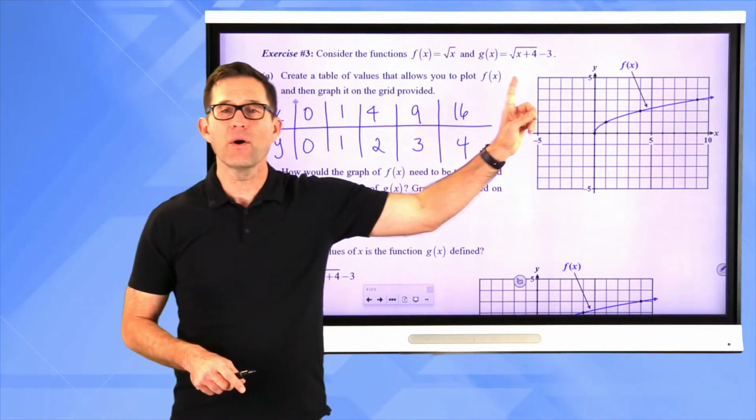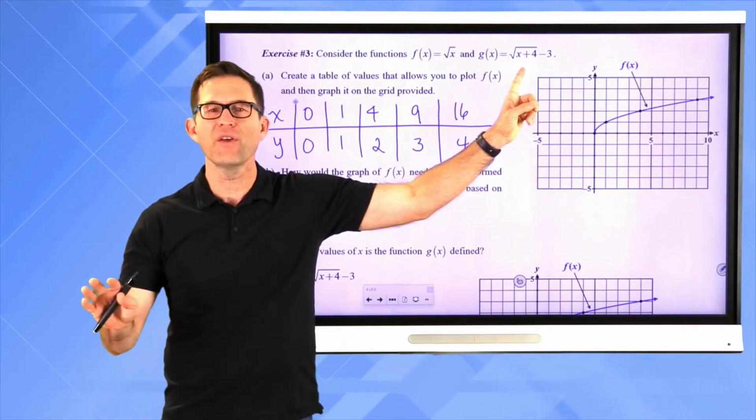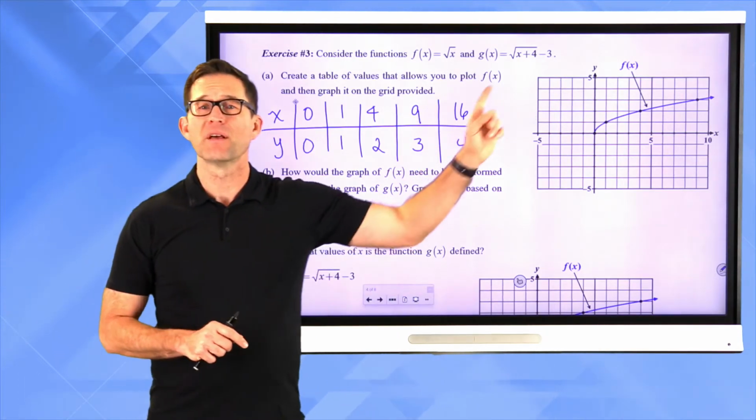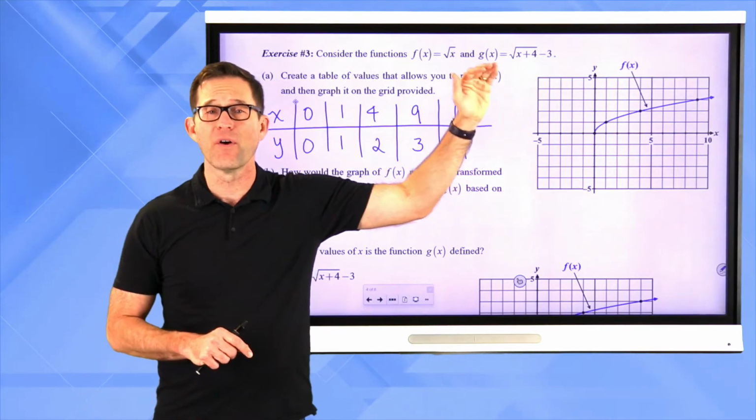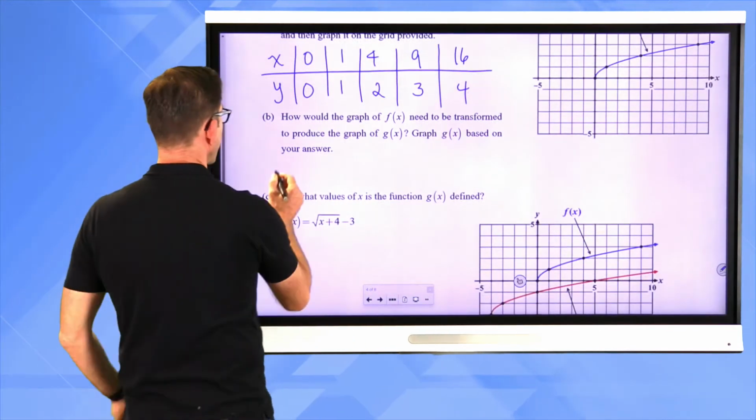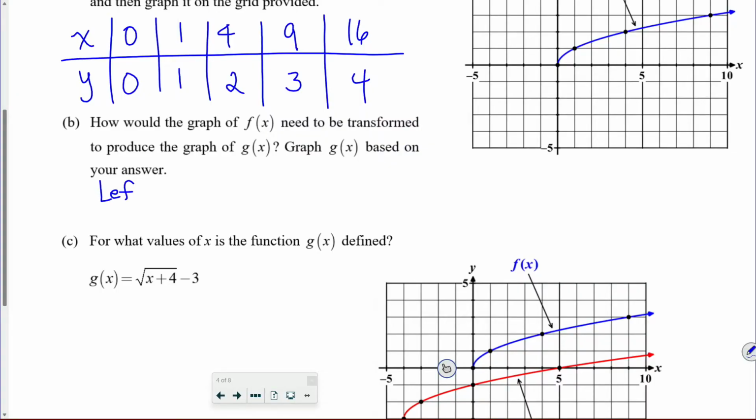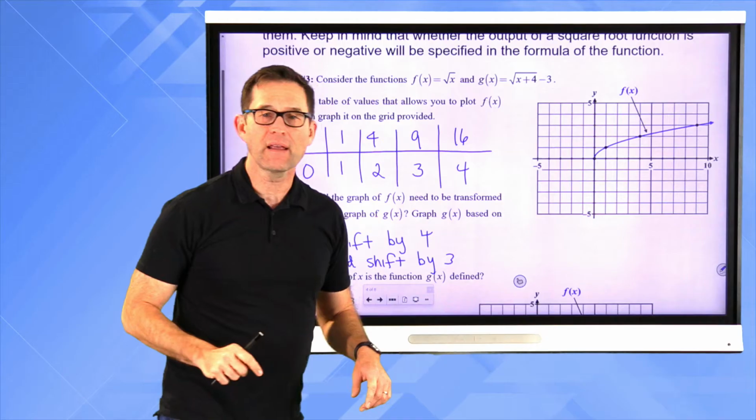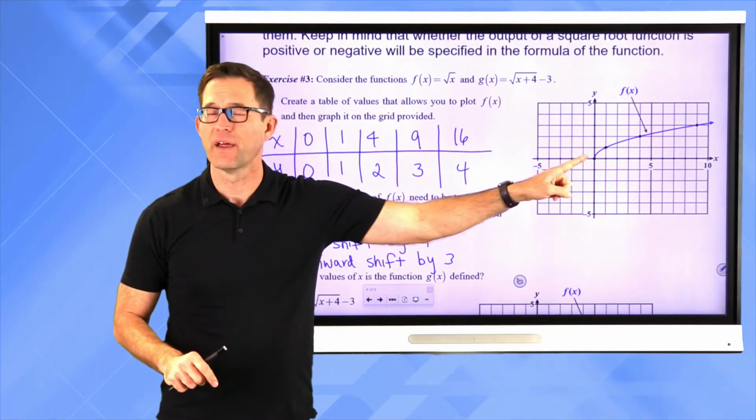All right, well, the fact that we added 4 to the x before anything else is done means we're going to shift our function 4 units to the left. Because we've then subtracted 3 from the overall function, we're going to be shifting the function down by 3 units. So 2 transformations, right? A left shift by 4, and then a downward shift by 3.